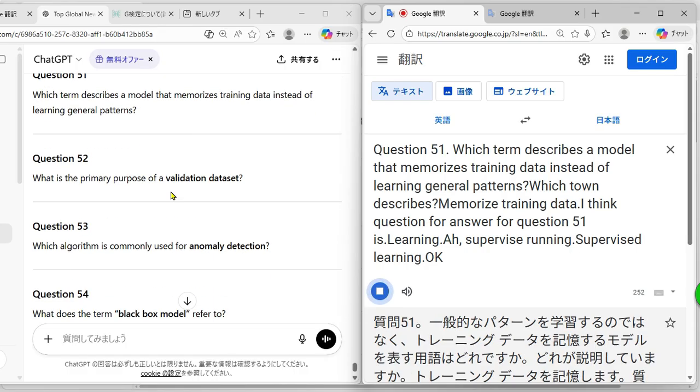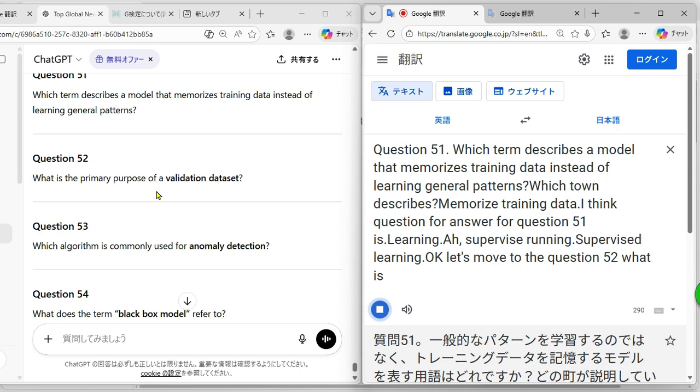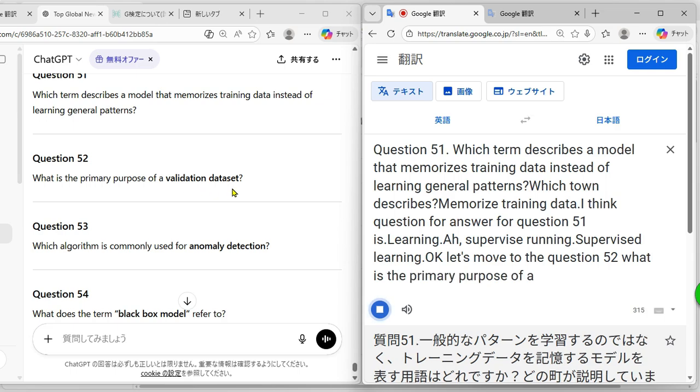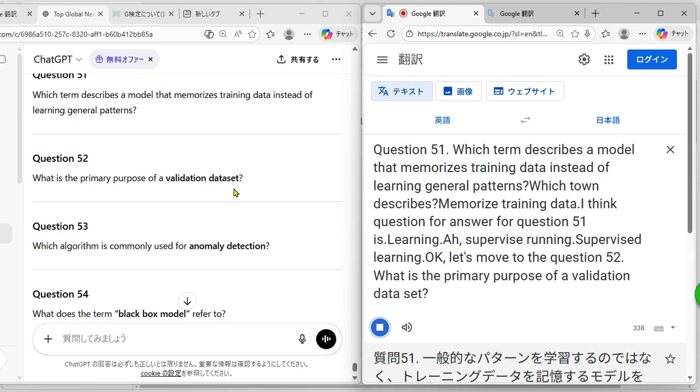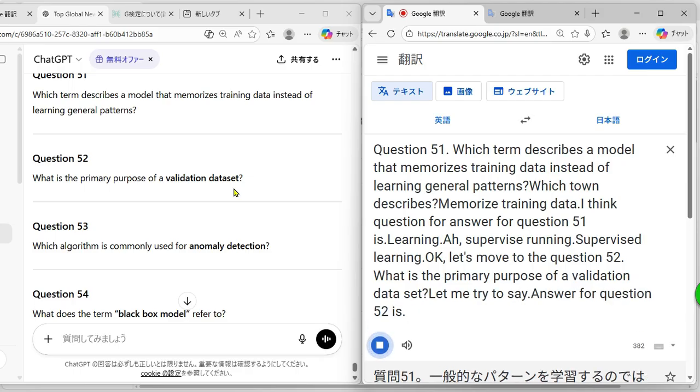Okay, let's move to question 52. What is the primary purpose of a validation data set? Okay, let me try to say. The answer for question 52 is generalization.